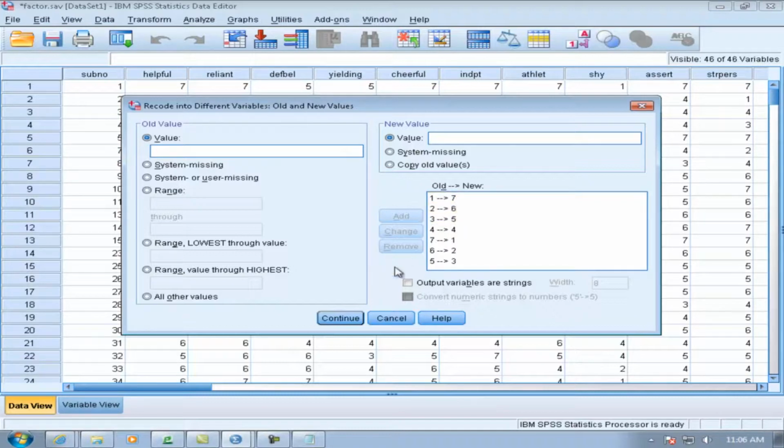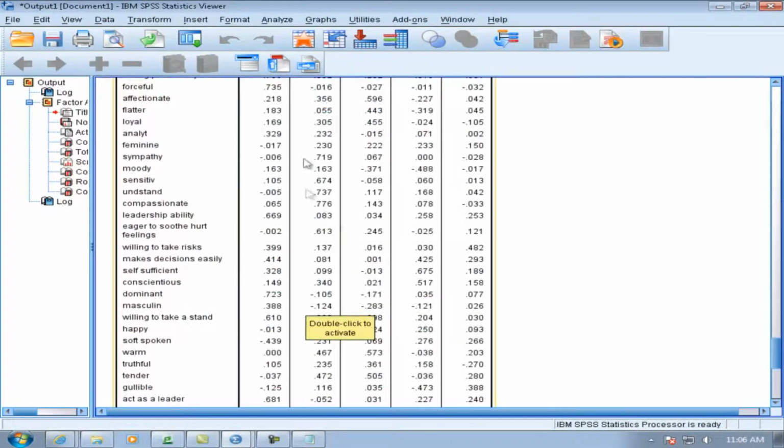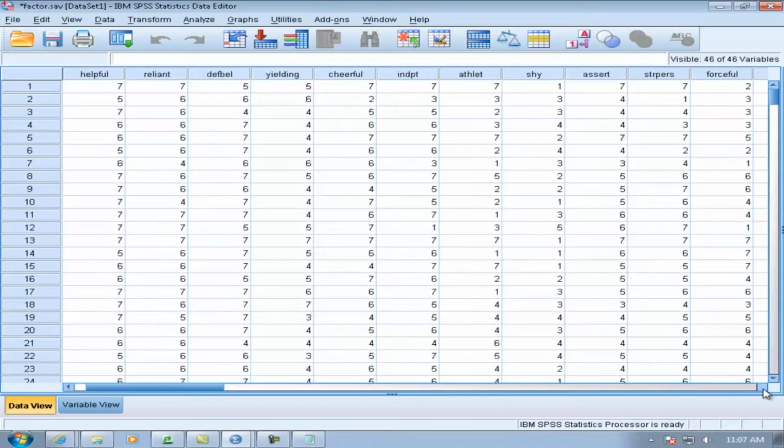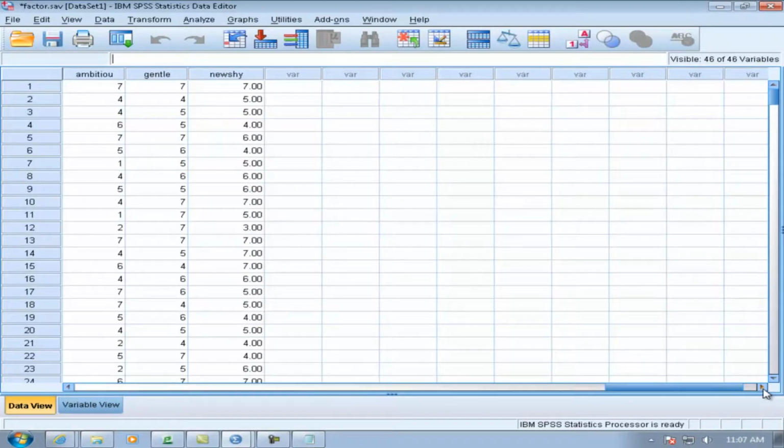Okay, so I'm going to click on continue again. And now I'm going to go back to the original data. Okay, here's shy, the original data, right? And then remember this was a 4 here? Now we scroll all the way over. It didn't show up the corrected one. It just did it the same.